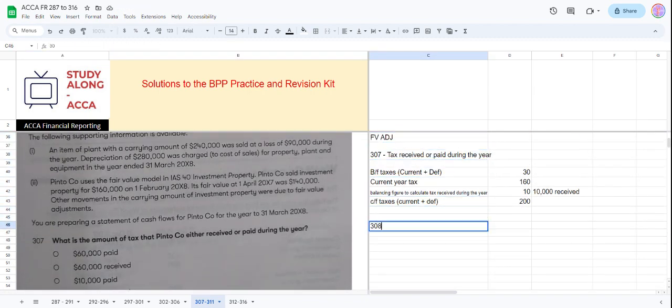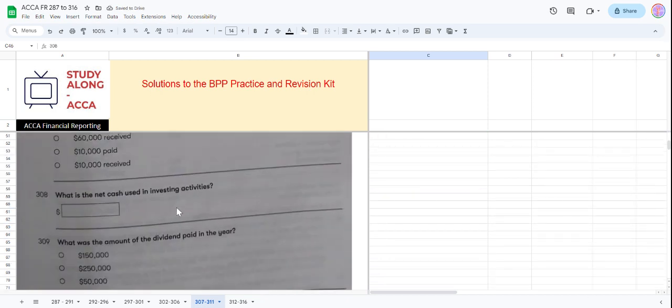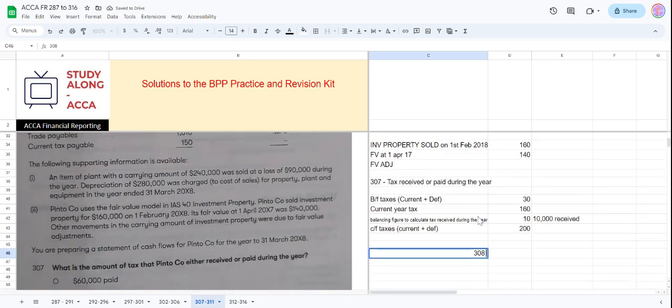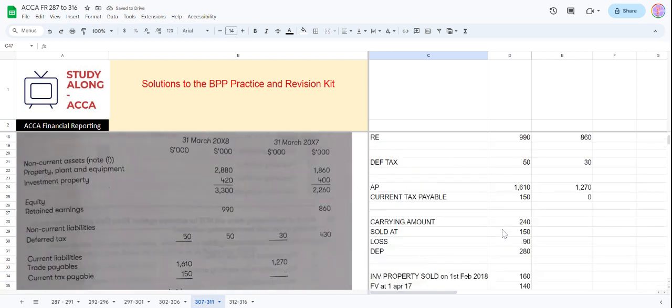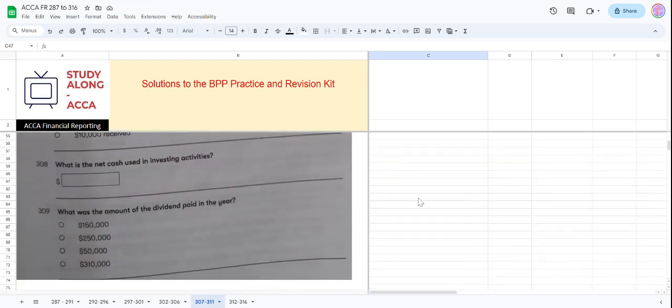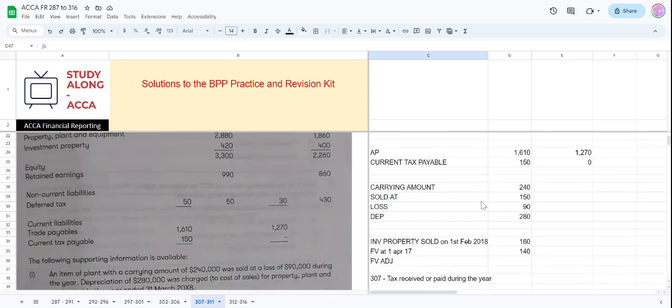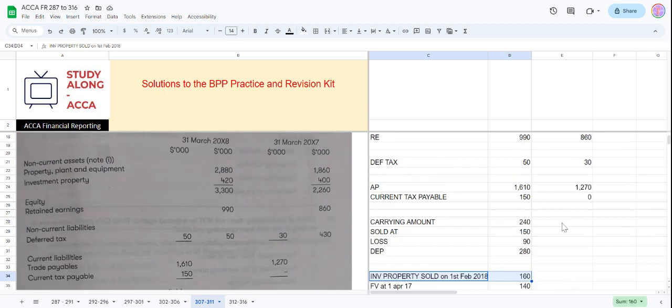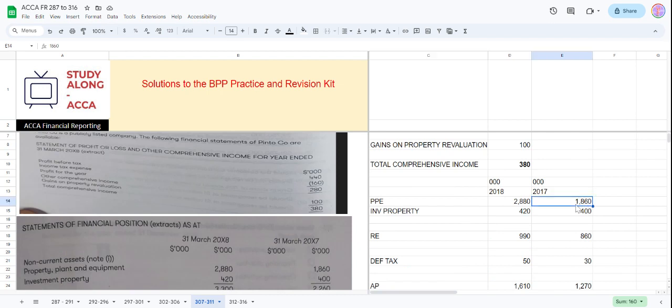Now we will do question number 308. What is the net cash used in investing activities? Net cash used in investing. So PP&E will tell us that, and we can see that we sold one property at 150, another we sold at 160, and at the beginning of the year we had 1860, and at the end of the year we had 2880. So these are the informations that we are going to use.